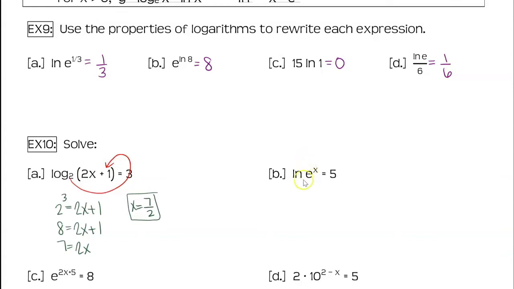Over here, this one I'm going to just use the property. Natural log of e to the x is just x. And so that'll be x equals 5.